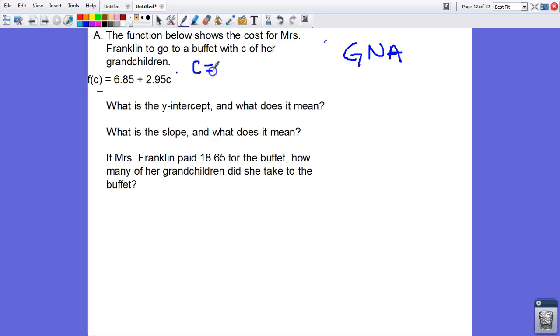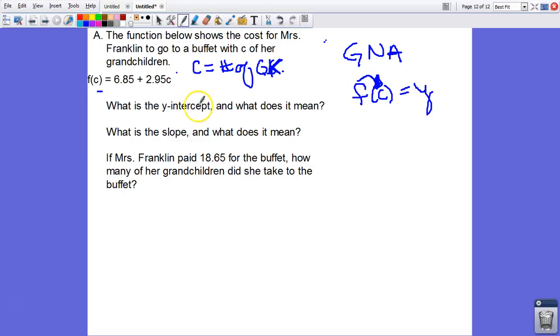So C is the number of grandkids, right? Oh, kids, with a K. And oh, this is cool, you guys. F of C means a function of C. This is called function notation. We will be learning this in a couple more months, but that's the same as just saying y, okay?